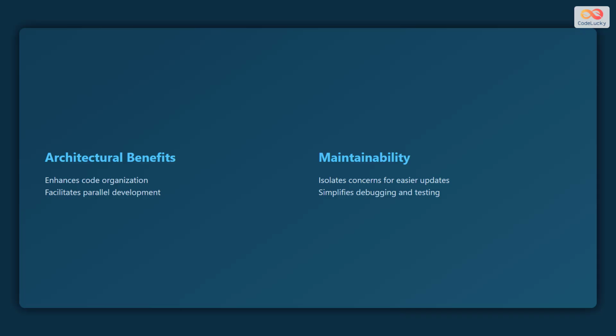The MVC pattern enhances code organization by clearly separating different responsibilities. This makes it easier for developers to work in parallel on different components. It also isolates concerns, simplifying debugging, testing, and future updates, which leads to better maintainability of software projects.